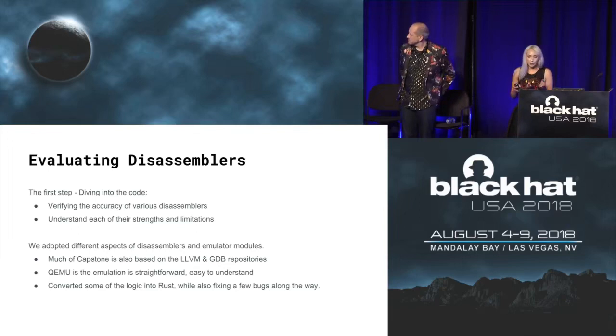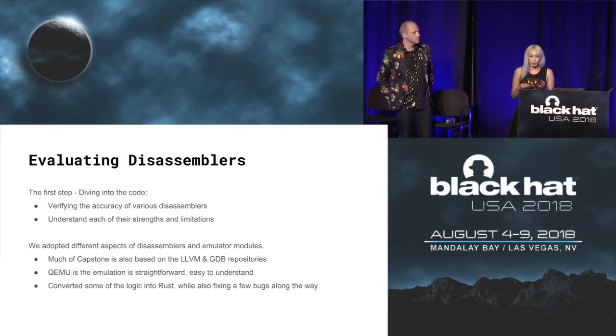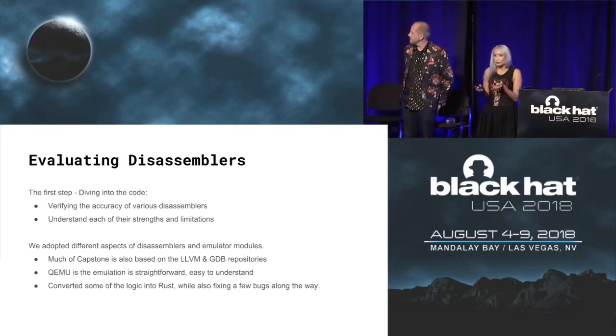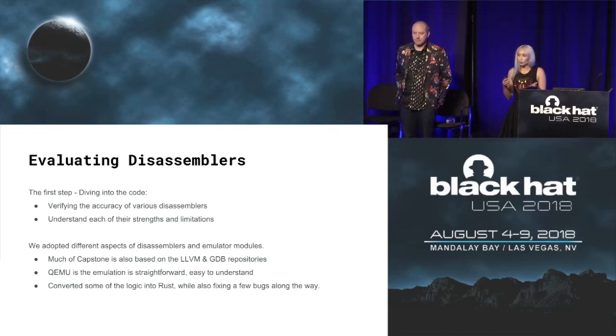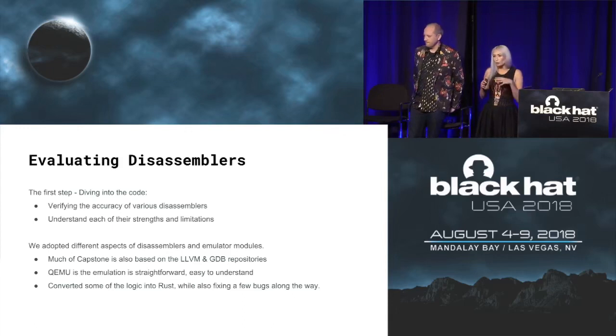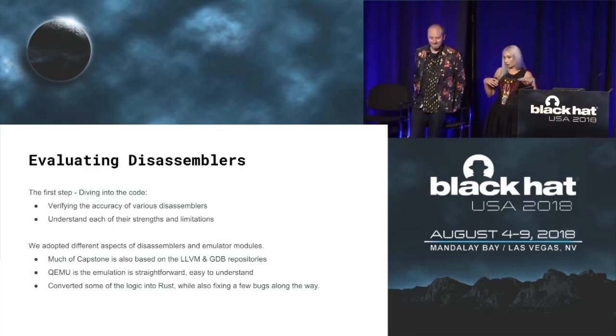So we found that much of Capstone was really nice. It was pretty performant, really fast, as well as it's based off of LLVM and GDB headers, so it is more common across Linux distributions. QEMU had some really good emulation; we do some light emulation. I'll get into the features later, and then we took all the things that we liked and developed in Rust.